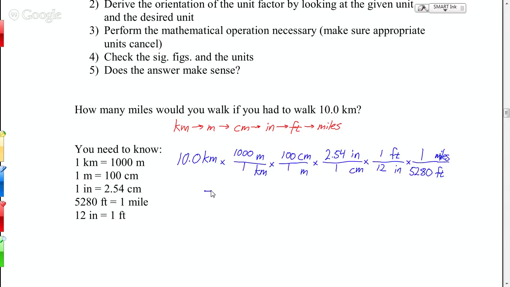To get a final answer from all that then, we multiply by everything on the top and divide by everything on the bottom. So go ahead and try that, just to make sure you can do it, and then I'll write down the answer that I got. And I'm going to write it without doing the significant figures first, and then we'll go back and look at that. So I get 6.2137 miles, thereabouts. Is that what you got?